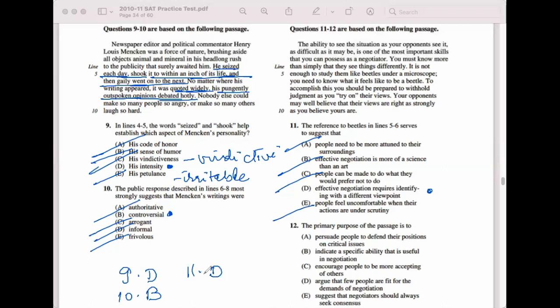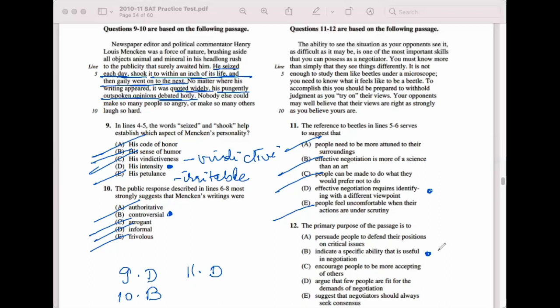And number 12, the primary purpose of the passage is to: persuade people to defend their positions on critical issues, indicate a specific ability that is useful in negotiation, encourage people to be more accepting of others, argue that a few people are fit for the demands of negotiation, or suggest that negotiators should always seek consensus. So I like B, right? He's talking about the specific ability, the ability to get inside the mind of the opposite party, to think like they do, as being useful to negotiation. So B is something I like.